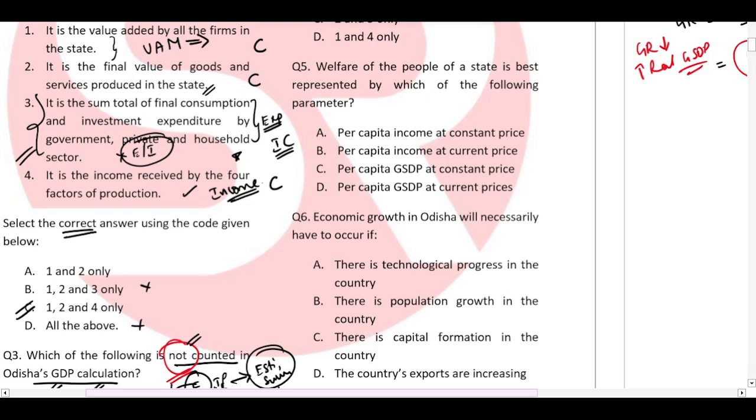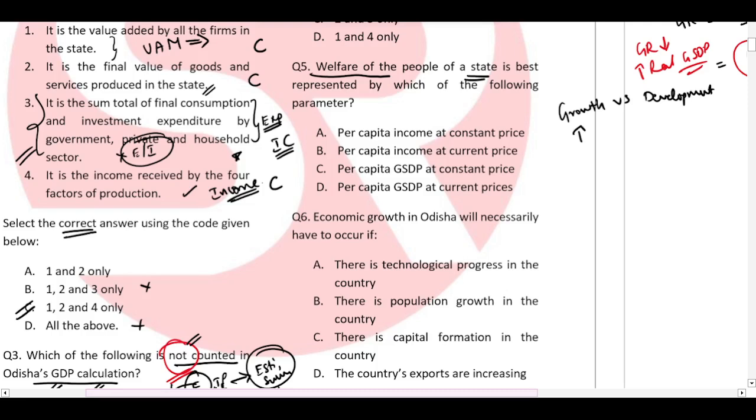Welfare of the people of a state is best represented by which of the following parameter? So the welfare of the person in a state is best represented by which one? Per capita income at constant prices, per capita income at current prices, per capita GSDP at constant prices, per capita GSDP at current prices. Now we need to understand the distinction between growth and development.